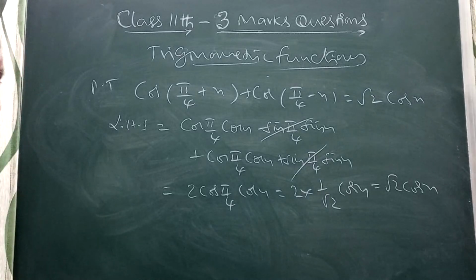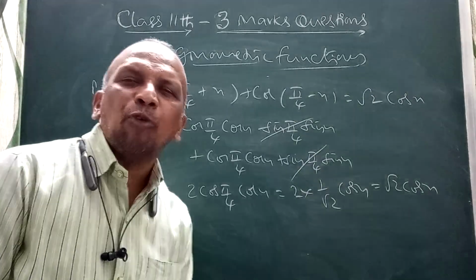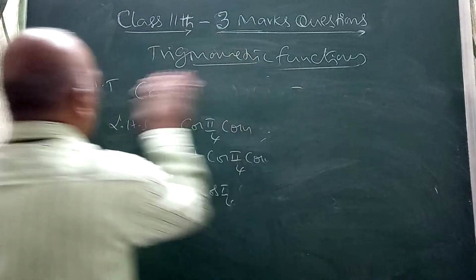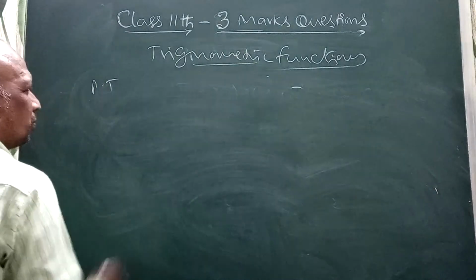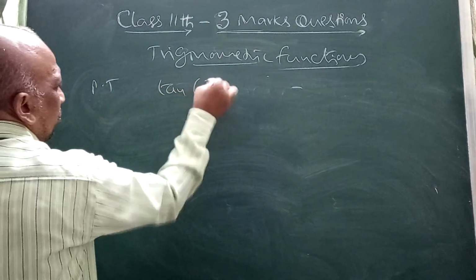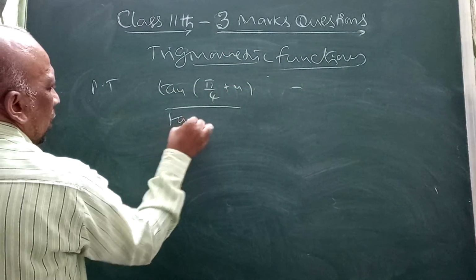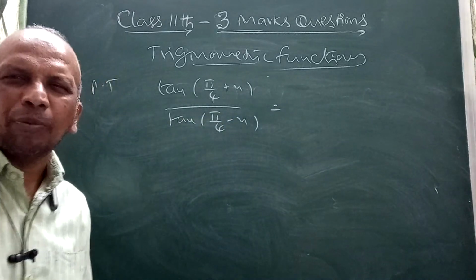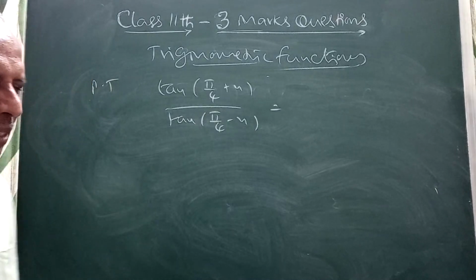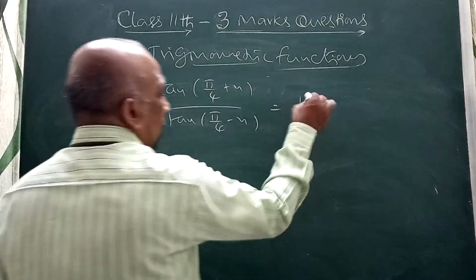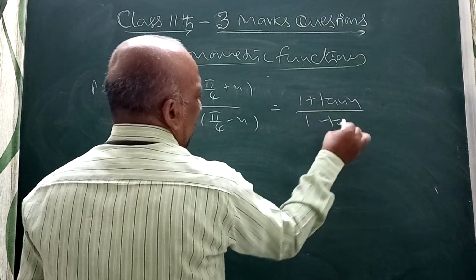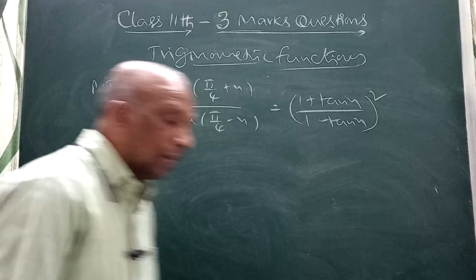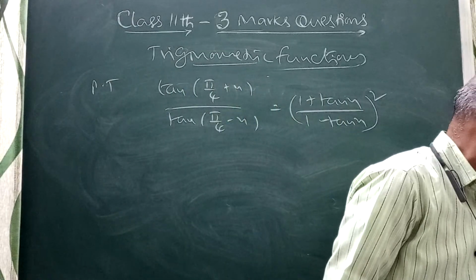Next, another problem they may ask. Prove that tan of pi by 4 plus x divided by tan of pi by 4 minus x is equal to 1 plus tan x by 1 minus tan x whole square. They may ask this type of problem.